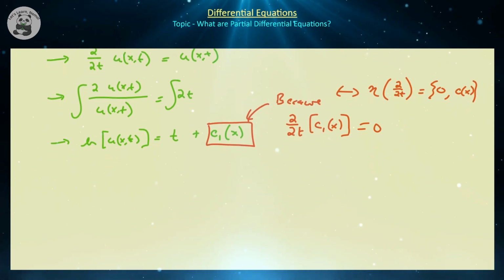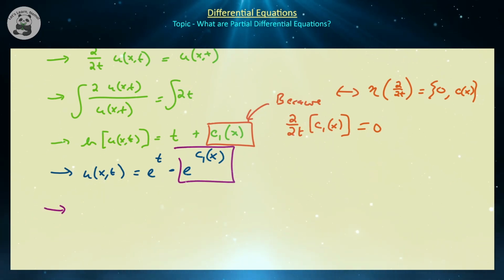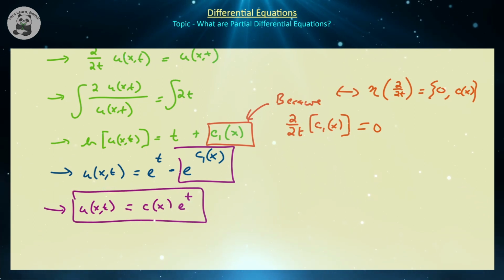Once you have that, then we can solve this equation for u. Once we exponentiate, we're going to have u(x,t) equal to e^t times e^(c1(x)), but e^(c1(x)) is still just a function of x only. So I can say u(x,t) is going to be equal to c(x) times e^t, and that is the general solution for the partial differential equation u_t = u.